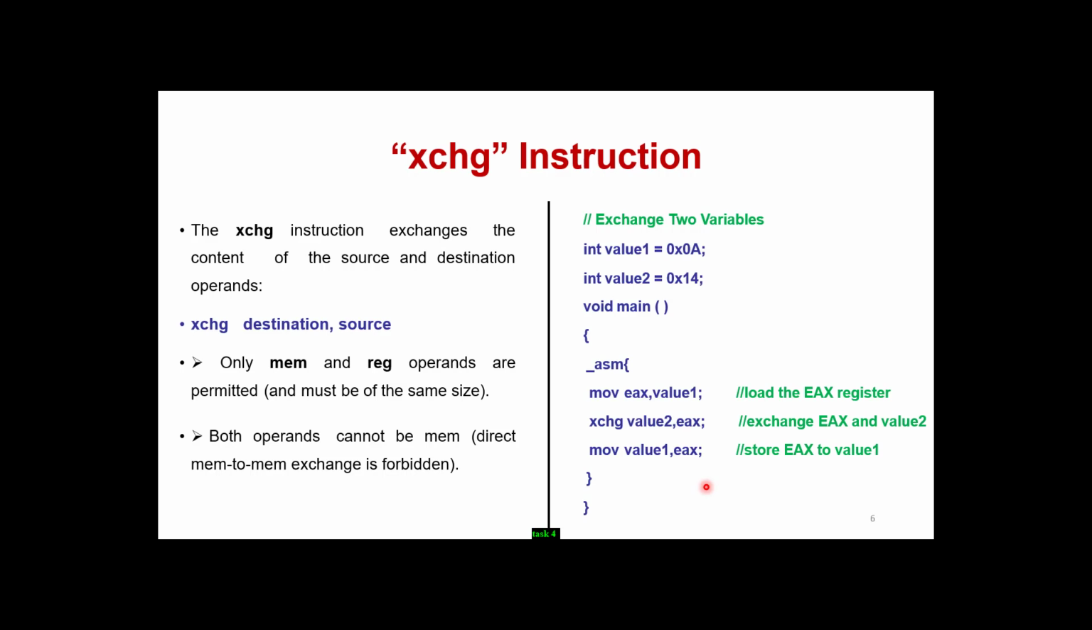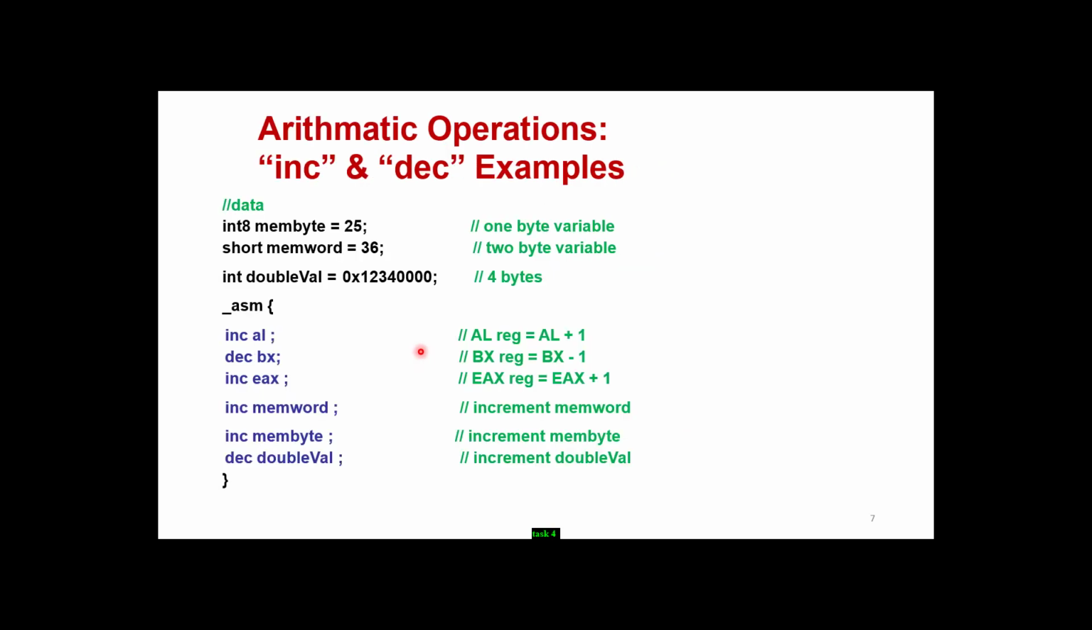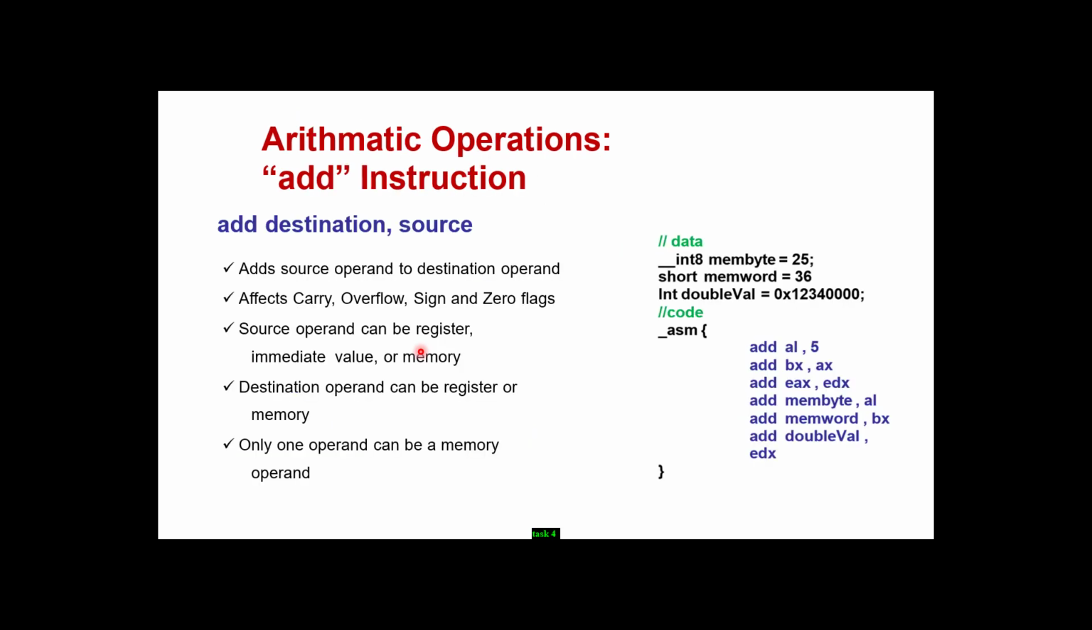Exchange instruction. The exchange instruction will basically swap the values of 2 registers, the source and destination. Swap means change the values. The source will be the destination and the destination will be the source. Then we have increment and decrement. Increment adds 1, decrement subtracts 1.